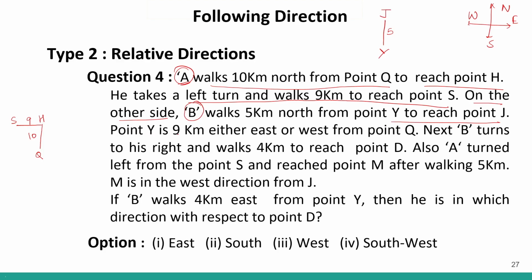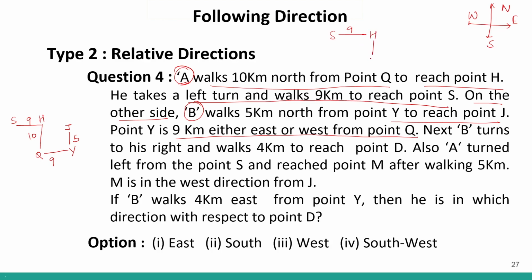Okay. Point Y is 9 kilometer either to the east or west of point Q. So this is not given to us. Let us assume, I'm just assuming it is towards the east. If I assume it is towards the east, my diagram will look something like this. In exam, always take two possibilities. So solve for two possibilities together. Draw another diagram. So let me draw another diagram over here.